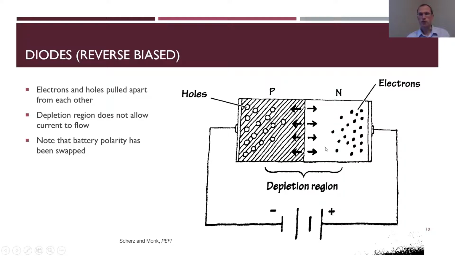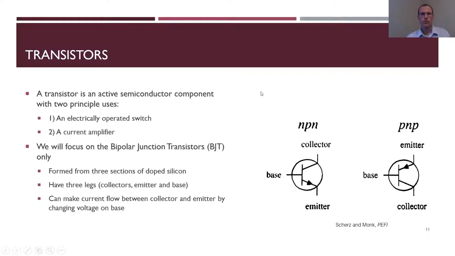So that's my diode in the off configuration, backwards. That's why no current flows when these things are placed in backwards. So those are diodes, again, one P and one N semiconductor.